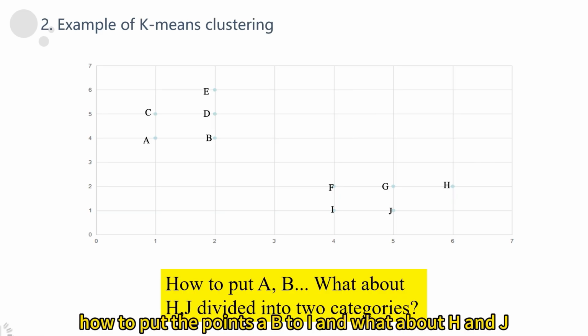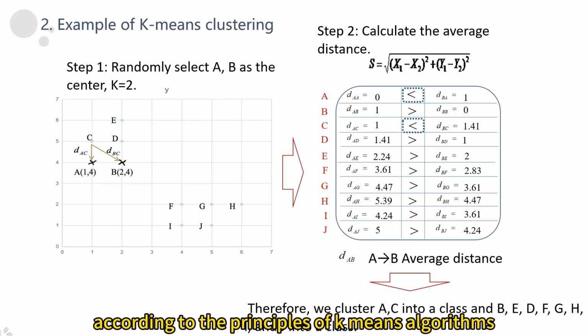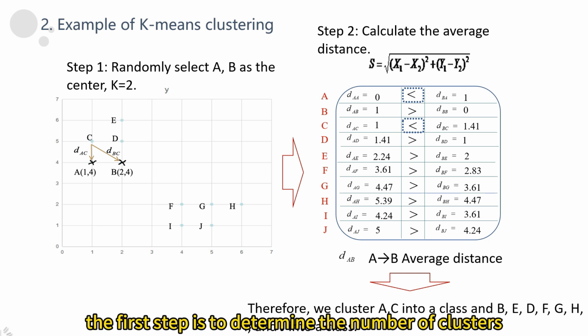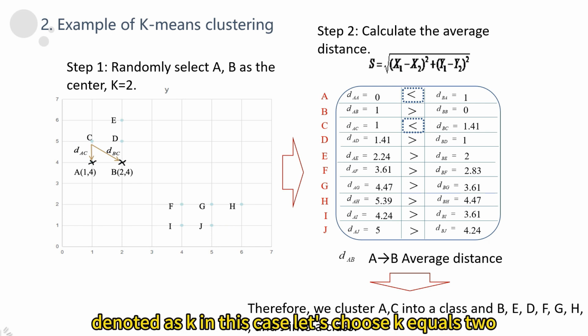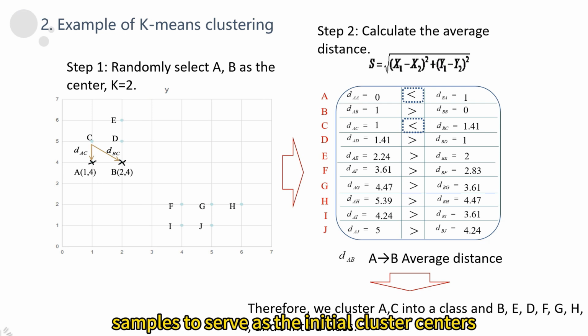How do we group the points A, B to I, and what about H and J? Which categories should they be divided into? According to the principles of the K-means algorithm, the first step is to determine the number of clusters, denoted as K. In this case, let's choose K equals 2. Next, we randomly select samples to serve as the initial cluster centers.